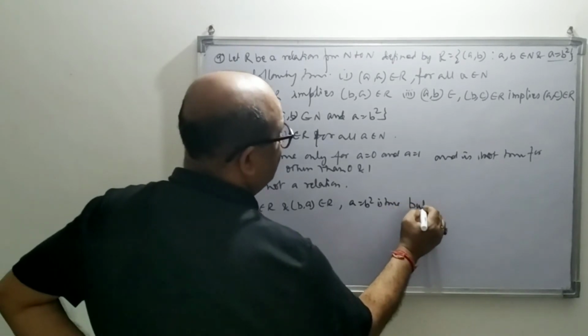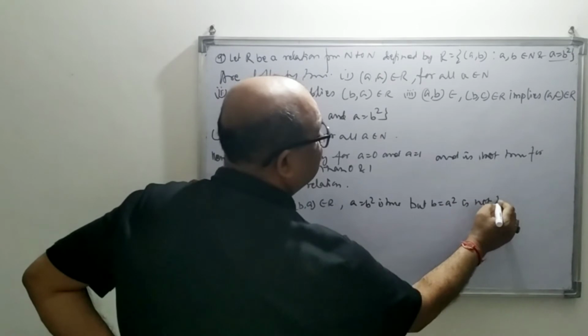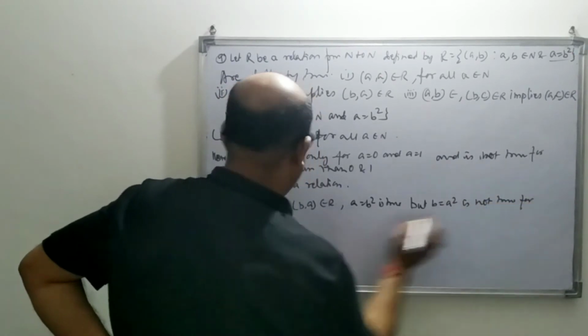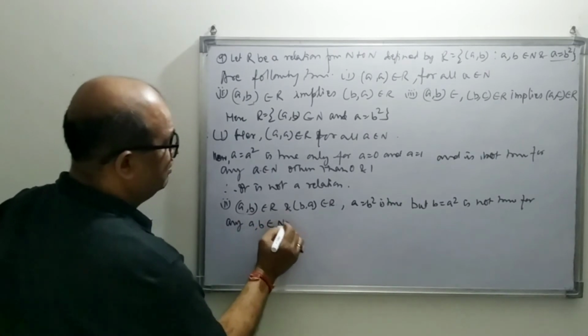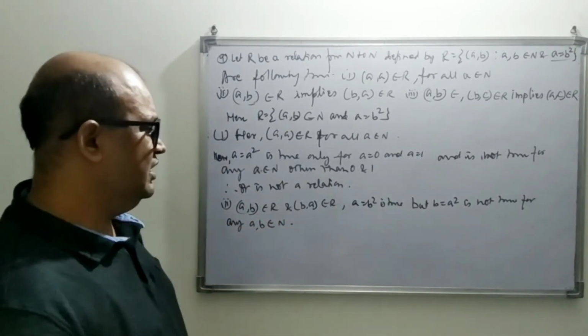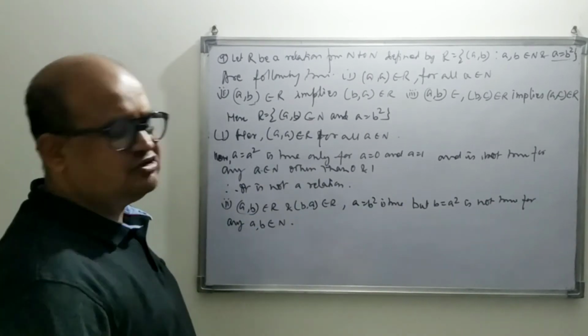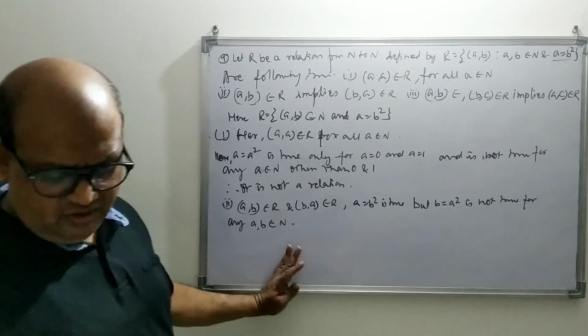But B equal to A square is not true for any A, B belonging to R, any belonging to N. It is not true for any natural number. So A equal to B square and B equal to A square is not true for any natural number.